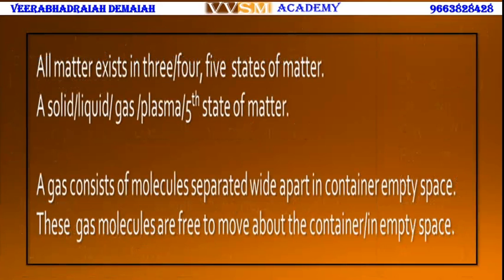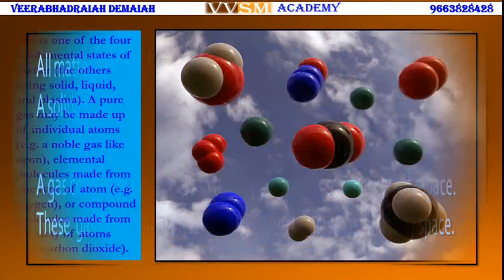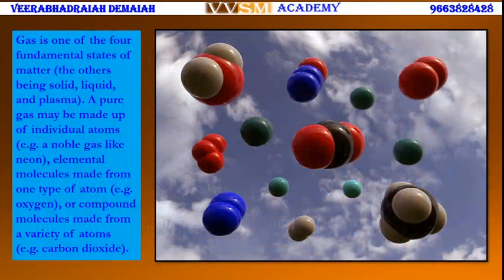All matter exists in states of matter. Previously we knew about solids, liquids, and gases. The fourth state of matter is plasma, and the fifth state of matter is the Bose-Einstein condensate, in modern science and technology. A gas consists of molecules separated wide apart in the container or empty space. These gas molecules are free to move about the container or in empty space. Well friends, gas is one of the four fundamental states of matter, the others being solid, liquid, and plasma.